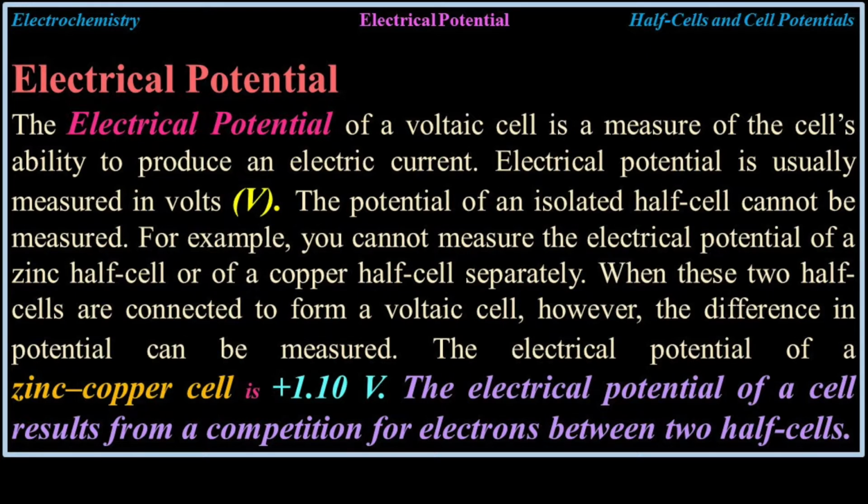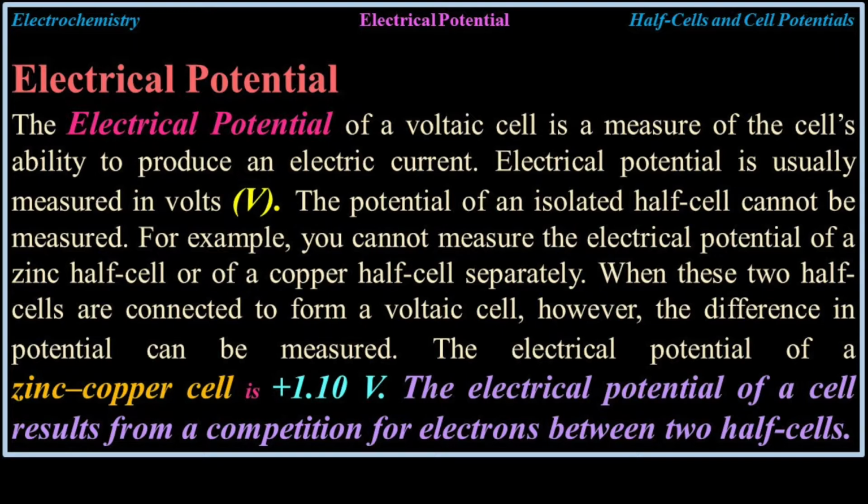Electrical potential. The electrical potential of a voltaic cell is a measure of the cell's ability to produce an electric current. Electric potential is usually measured in volts. The potential of an isolated half cell cannot be measured. For example, you cannot measure the electric potential of a zinc half cell or a copper half cell separately. When these two half cells are connected to form a voltaic cell, however, the difference in potential can be measured.